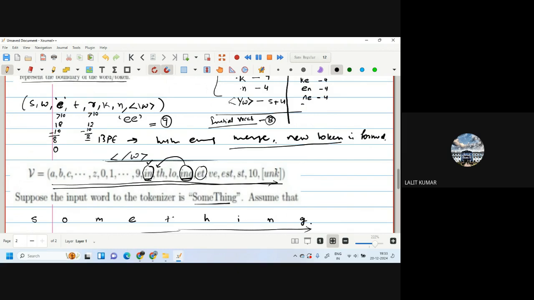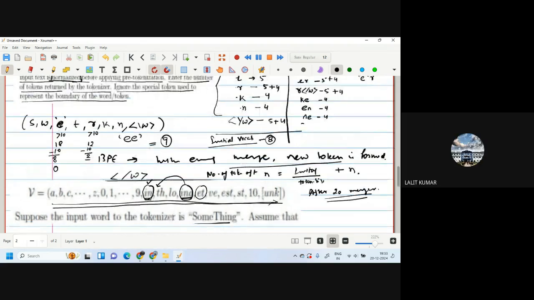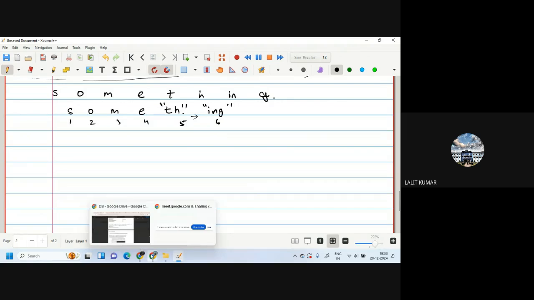And with every merge, a new token is created. So we can have a formula that the number of tokens after n merges is equal to the initial token size plus n. If they ask you that after 20 merges, what is the token size, we can straight away find it out. Okay, we go to the next question then.